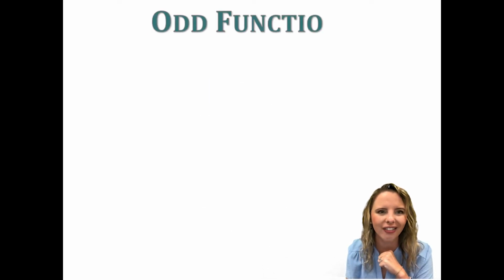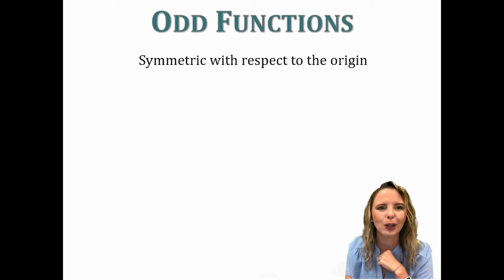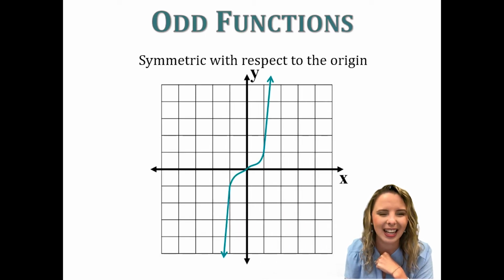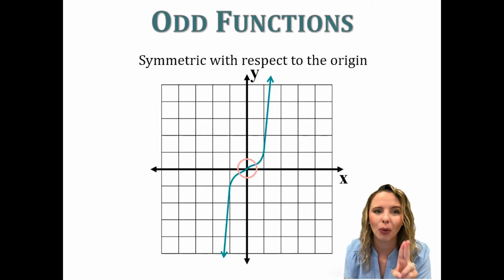What about when we have odd functions? They're symmetric with respect to the origin. So let's look at an example. Here we have a cubic function. Our origin is (0, 0), right? Okay. Now, what makes this odd?